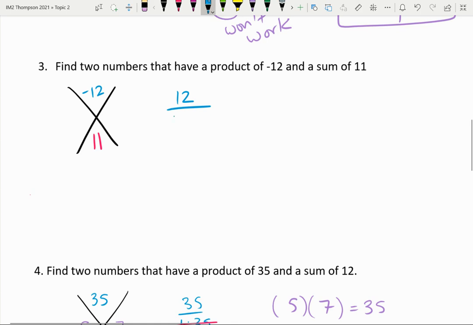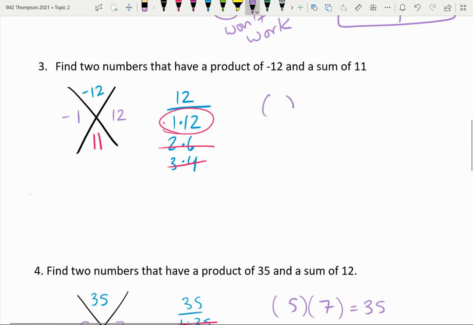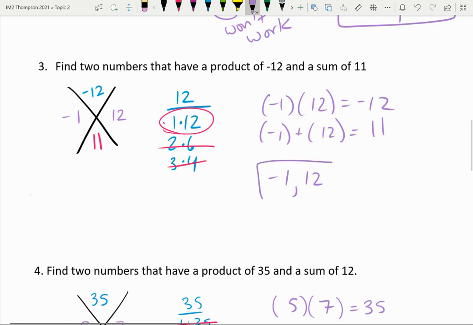So this problem tends to go really well usually. The only error that I sometimes see is getting the wrong sign. So just to double check your work, in order to get a positive sum here, I should have a positive 12 and a negative 1. So negative 1 times 12 gives me a negative 12, and negative 1 plus 12 gives me a positive 11. Negative 1 and positive 12. Does that feel all right?